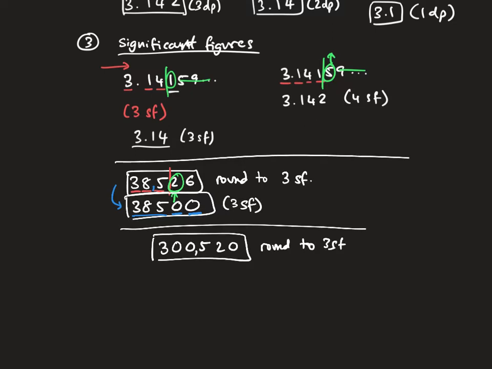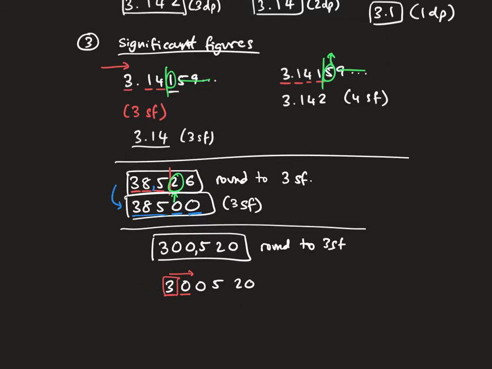Here we go. So what we do is we write out 300,520, and we count our significant figures. Now the 3 is the first significant figure, but the next significant figure is this 0 here. The 0 becomes significant as soon as you have a digit that is significant. So this 3 means that all digits after it now become significant. All the zeros before it are not counted.